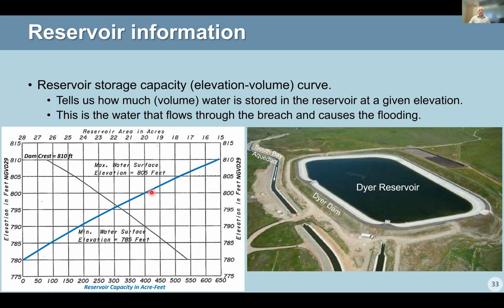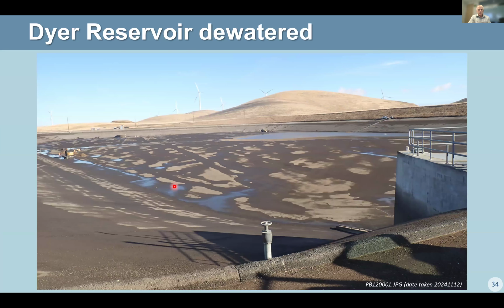As the water gets deeper, there's more water in the reservoir. That's the water that's available to come out of the breach eventually. And this is a good picture of Dyer Dam. It's small, so it can be dewatered. You can see what the reservoir looks like. And as the water comes up, you just have more volume in there, and that's depicted in that curve.